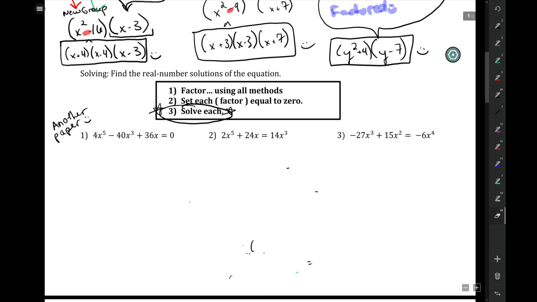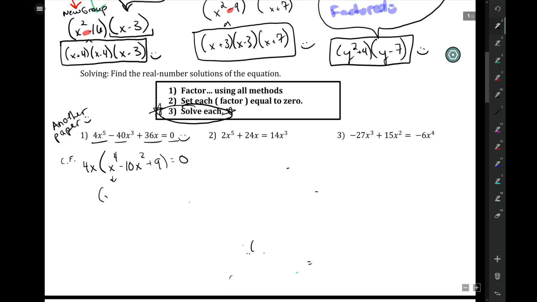That's good enough. Okay, 3 terms, so I don't need to group. It's already set equal to 0. Nice and easy. So we're going to remove common factors. I see a 4 and I see an x, and that means we have x to the 4th left, and we have negative 10x squared, and we have a positive 9 equals 0.